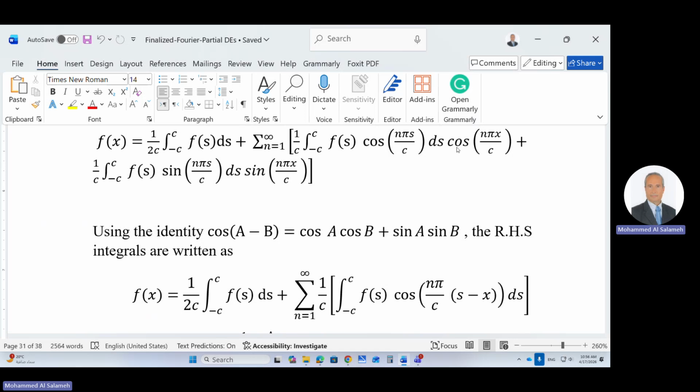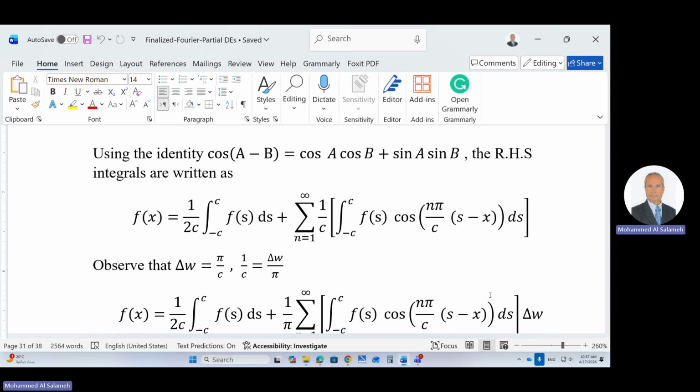So we will have cosine cosine plus sine sine, and the common factor is 1 over c integration from minus c to c of f of s. Cosine cosine plus sine sine is the cosine of the argument of the first cosine minus the argument of the second cosine. It will be n pi over c times s minus x, or x minus s. It is okay because cosine is an even function.